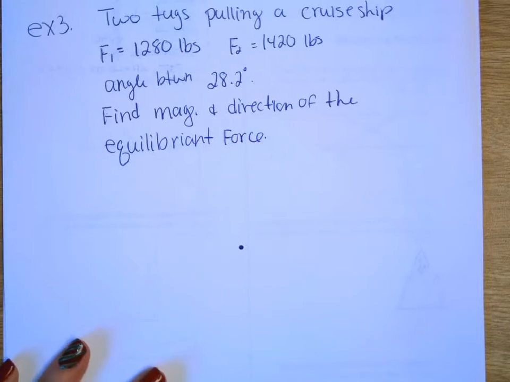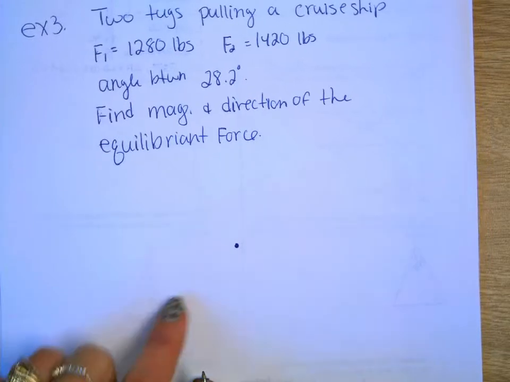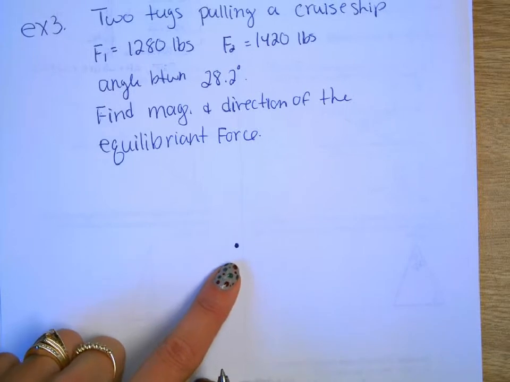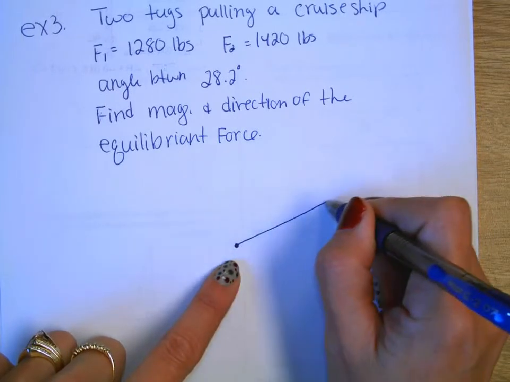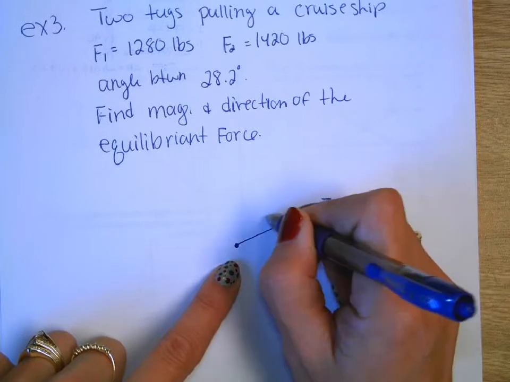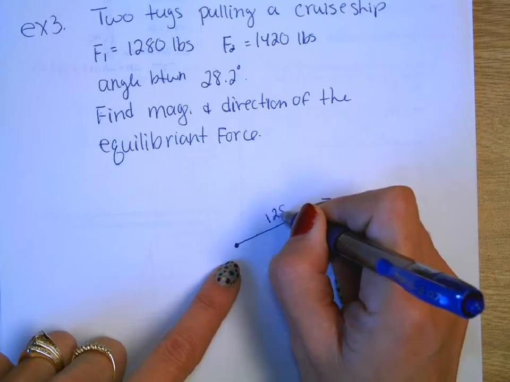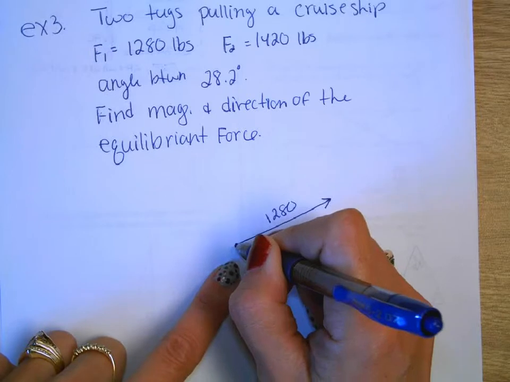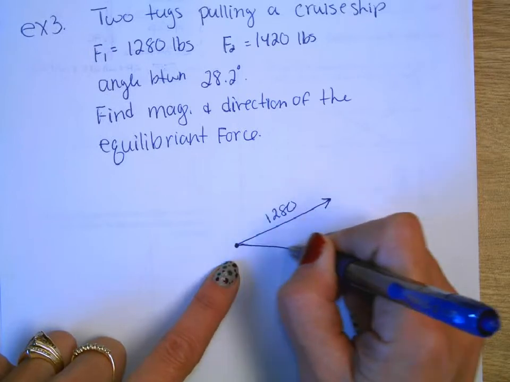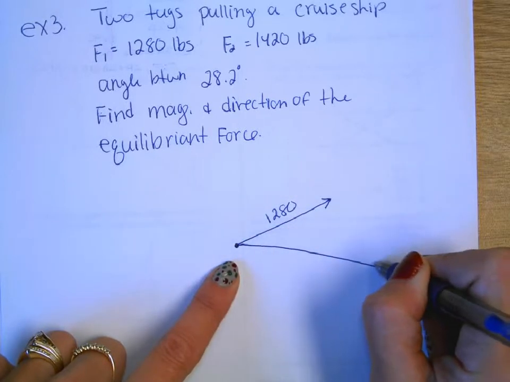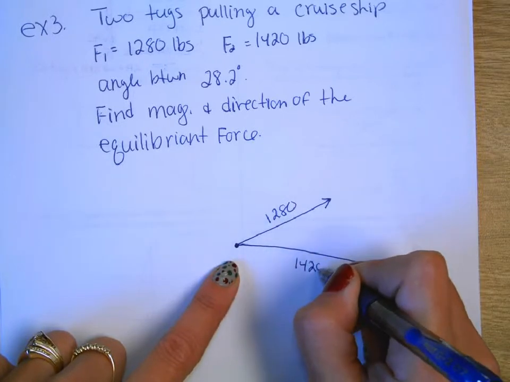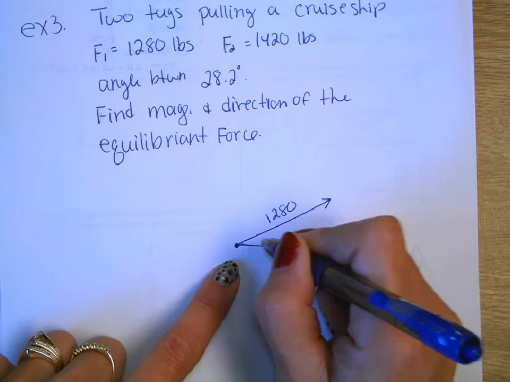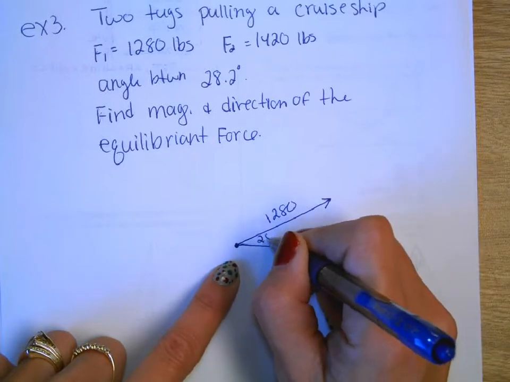Let's go. Move to the middle of your paper. Okay, here's our disabled cruise ship. And then here's our 2 tugboats. 1280. They're fairly close together. Well, that's 1280 now, 128. I was gonna say 1420, and a 28.2 degree angle between them.